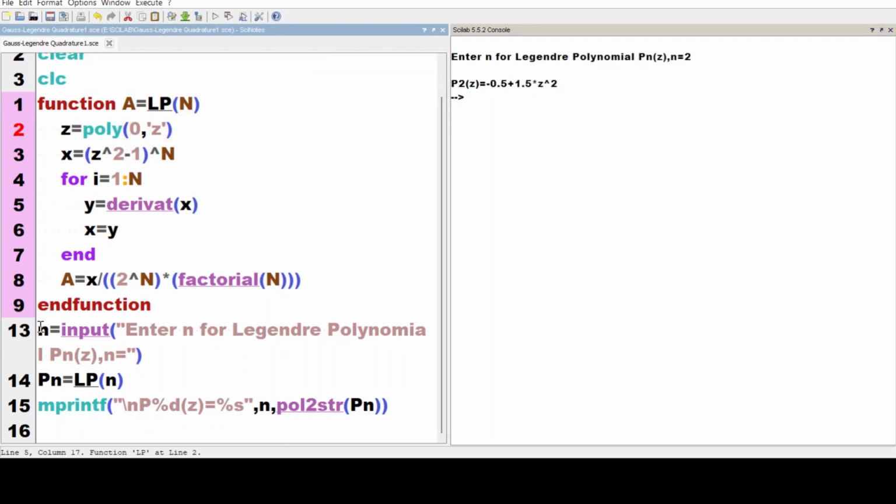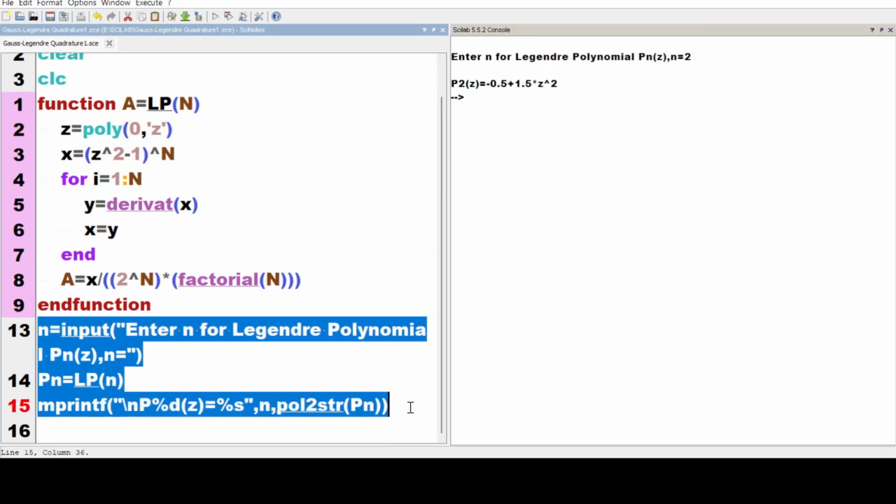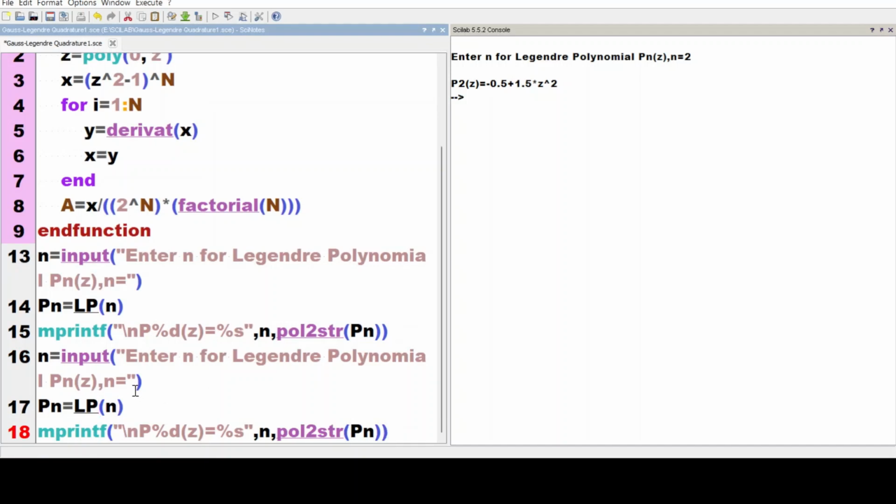So now we copy these statements, paste them here, and make the appropriate change: m, m, m, m, Pm, Lp of m, here m, and in the last Pm. That's it.